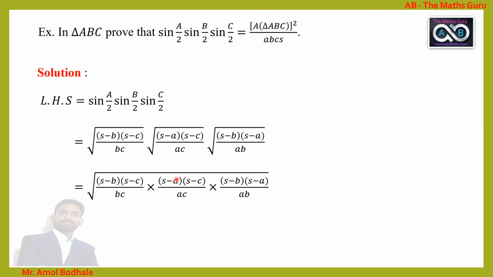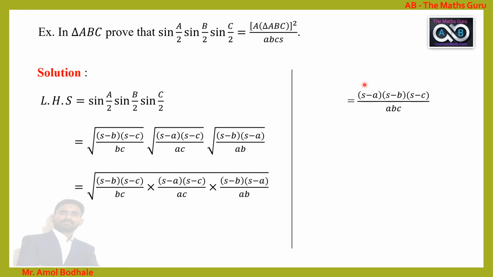Here we can observe s − a, which appears 2 times in the square root. If we take it outside the square root, it will be only s − a. Similarly, s − b appears 2 times in the square root, so we can take s − b outside. Similarly, s − c is also 2 times in the square root, so we can take s − c outside. Similarly, a into a, which is 2 times, we can write a outside the square root. b into b is b squared, so we can write b outside the square root, and c into c is c squared, and its square root is c.